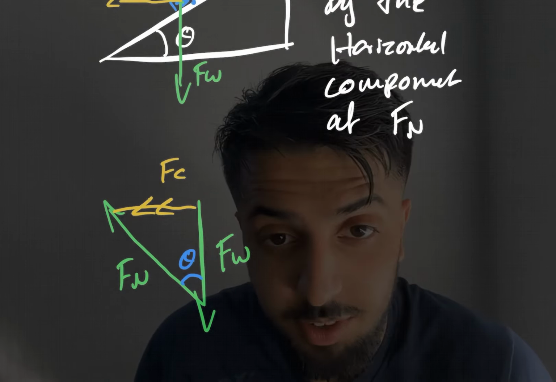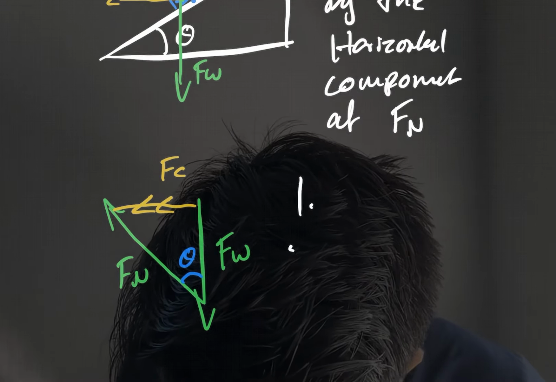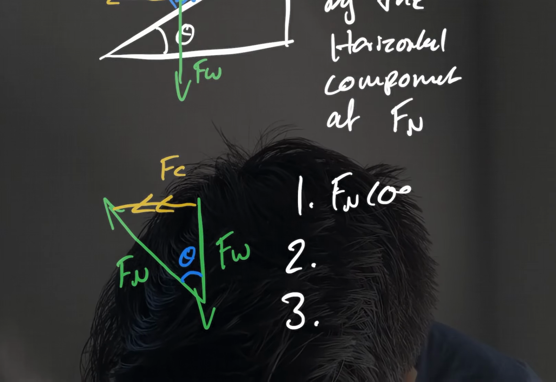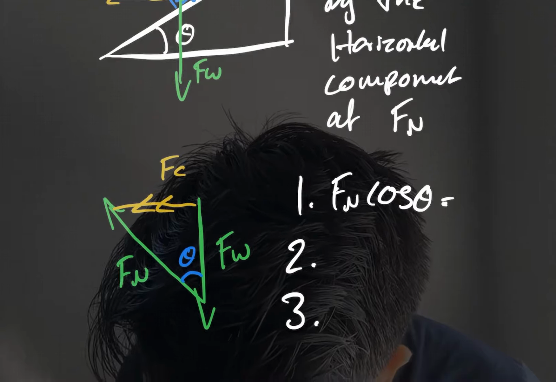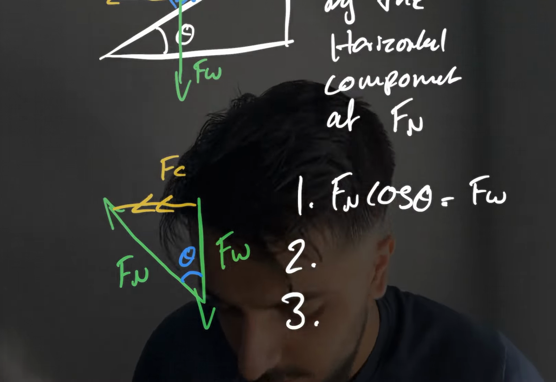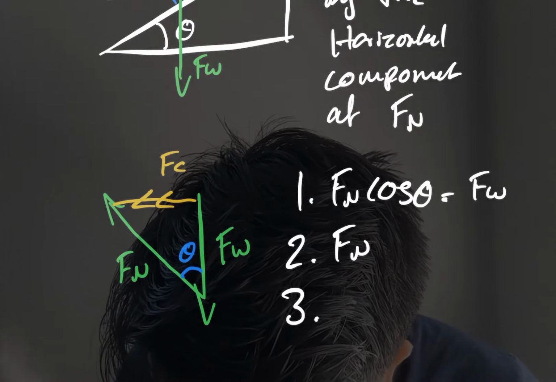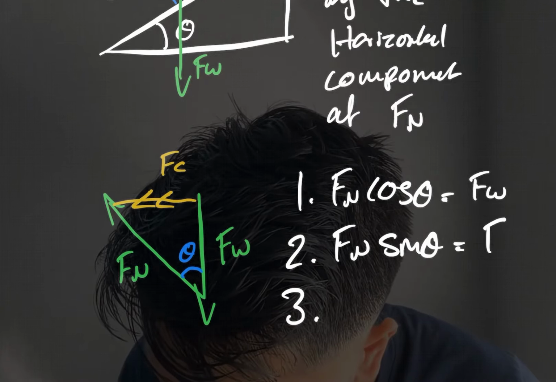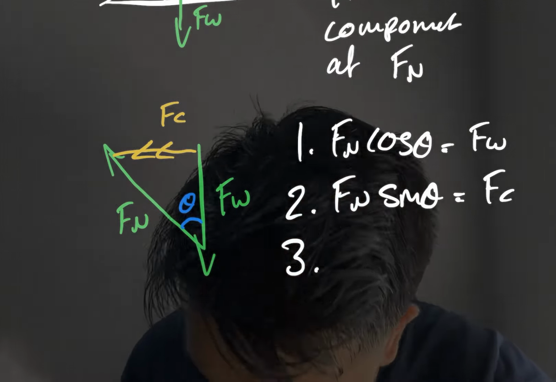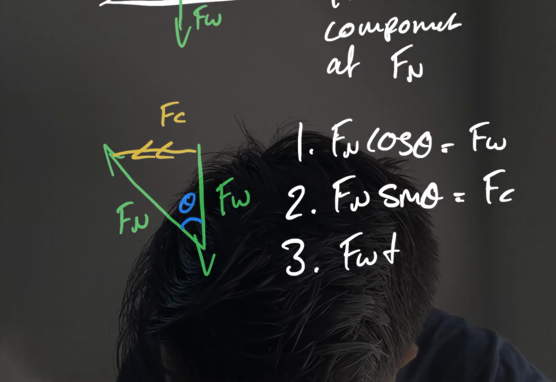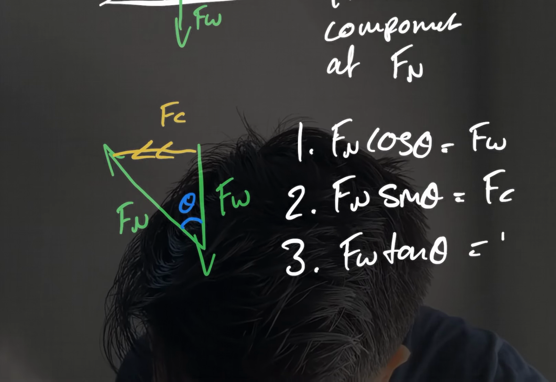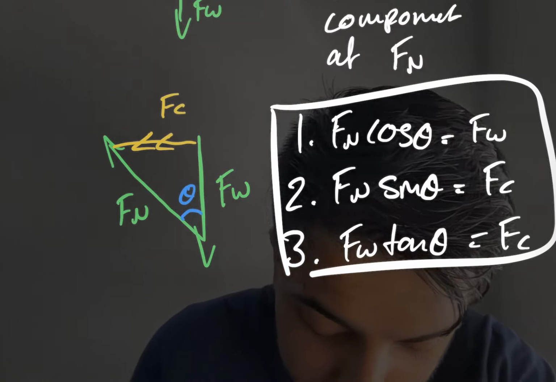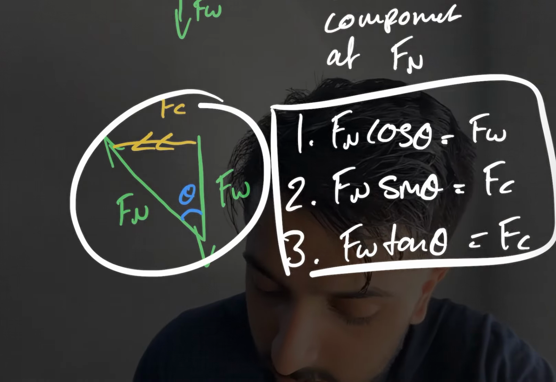Now from this vector diagram we can get three equations. The first one being that Fn cos theta is equal to our weight force. The second one being that Fn sin theta is equal to our Fc. And the third one being that our weight force times tan theta is also equal to our Fc. These equations are just derived from some basic trig from this vector diagram right here.